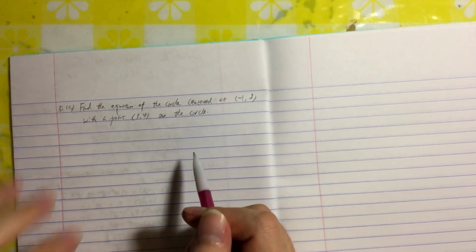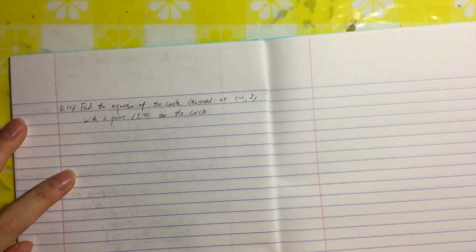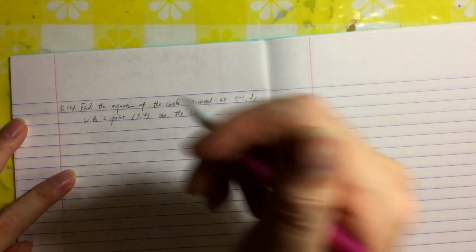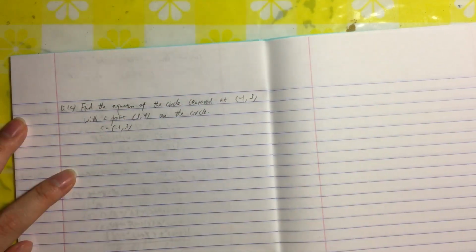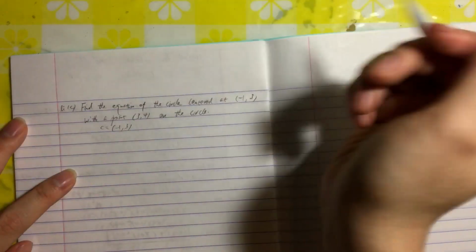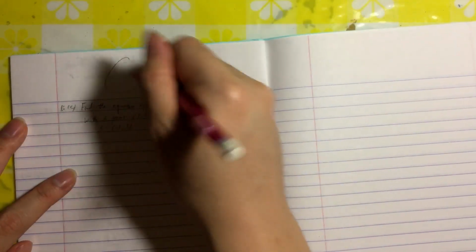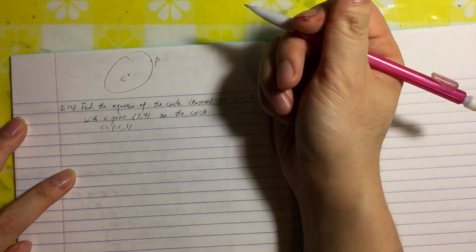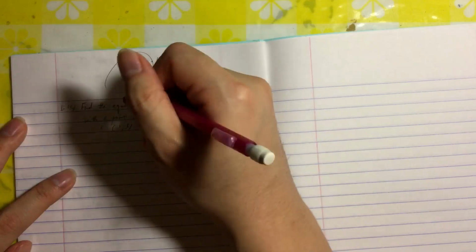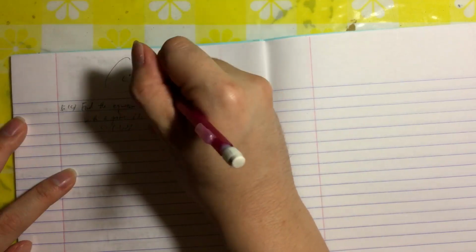So in order to find the equation of a circle, we must know the center and the radius. In part C, we know that the center of the circle is -1, 3. We know the center already. What's missing is the radius. How do we find the radius? We know the center, and we know a point on the circle. In order to find the radius, try to find the distance between the center and the point.